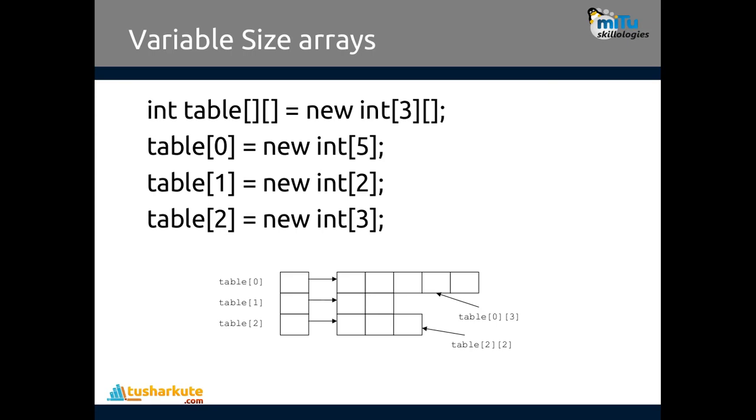So we can create an array in Java which will contain variable sized rows. Look at the diagram present over here. This is what I require. For example, this is my array where the first row contains 5 elements, the second row contains 2 elements, and the third row contains 3 elements. So 5, 2 and 3. These are the number of elements present inside this array.